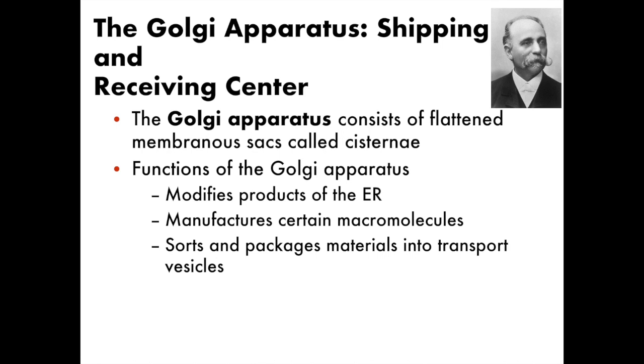Also helps manufacture some types of large biological molecules. And sometimes it might put little molecular tags on different molecules to say, okay, this needs to go into the bloodstream, or this needs to go to the brain, or this needs to go to some other part of the body. The Golgi apparatus is kind of like putting a shipping label on those molecules so that those molecules know where to go.